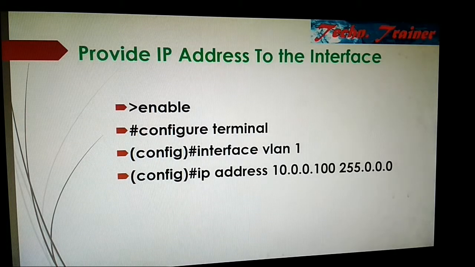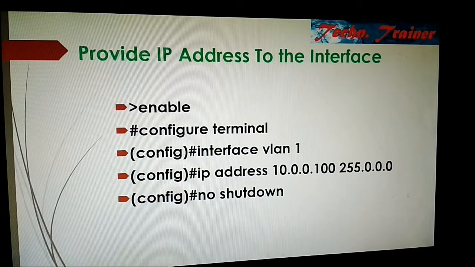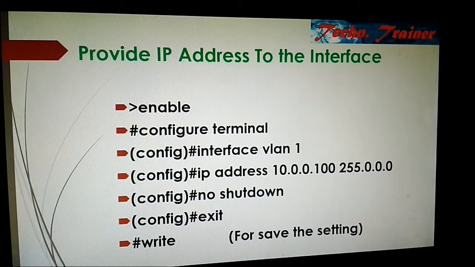After that, provide the IP address by typing ip address and any IP, as I'll provide 10.0.0.100, then the subnet mask, that is 255.0.0.0. After that, type no shutdown to bring the port up. After that, exit from the configuration mode, then write to save all the settings.